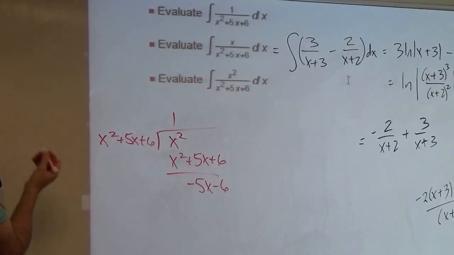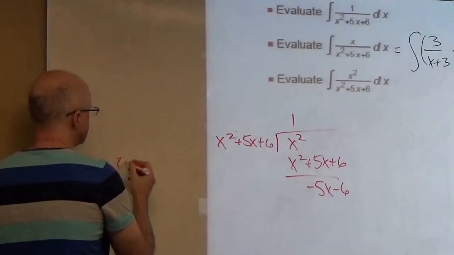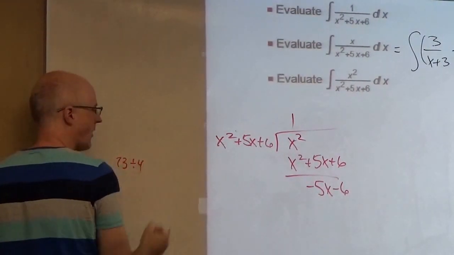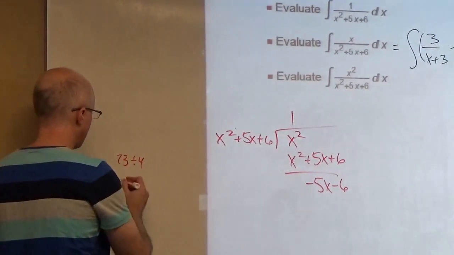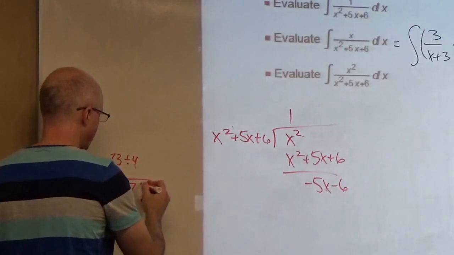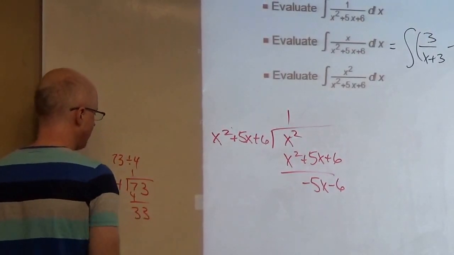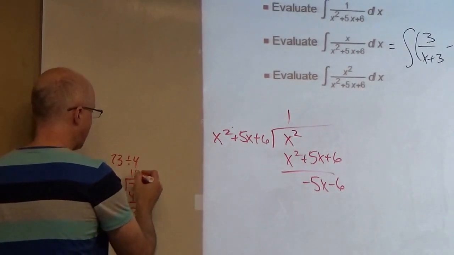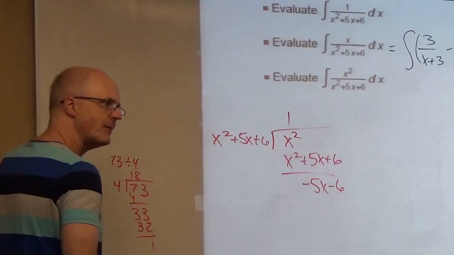When you do long division, for example, 73 divided by 4, you don't really need long division to do that. I guess I will, just to show it to you. Put a 1 there, put a 4 there, subtract. 4 goes into 33 8 times. The 1 is your remainder.